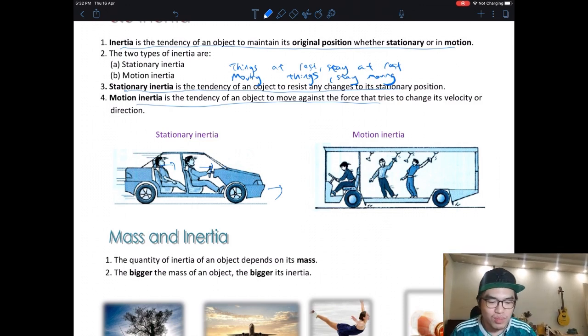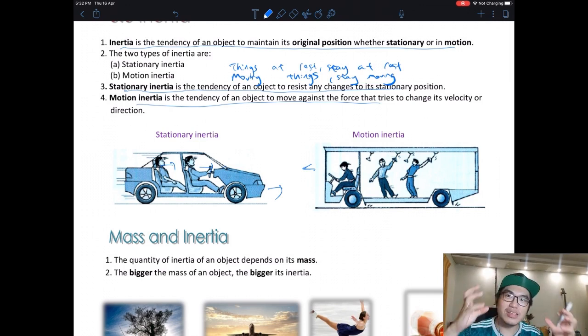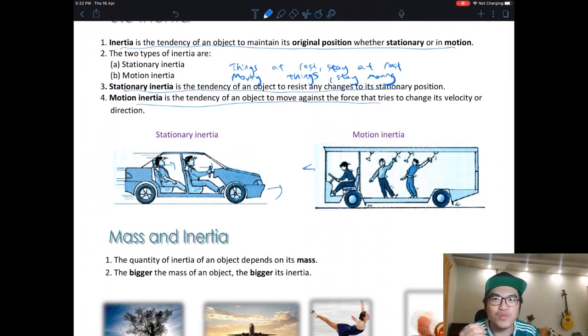Okay, and of course, motion inertia. When you stand in an LRT and the LRT moves, let's say the LRT moves this way, you will go backward. Why? Because when the LRT is at rest, you are at rest. When the LRT wants to move, you want to resist the movement, that's why you go backwards. Okay, this is what we call inertia. So can you see? Things at rest stay at rest. Moving things stay moving. Alright, so I hope this makes sense.